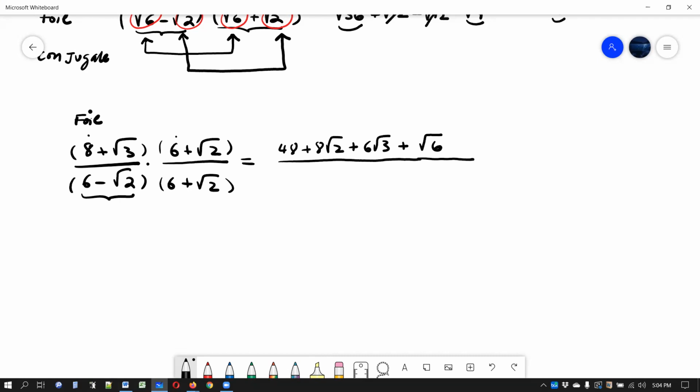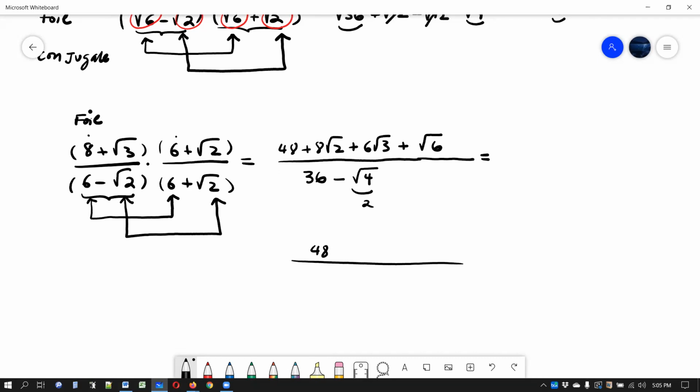Okay, so in the numerator, there's very little that we can do because nothing is a like radical. I cannot simplify anything. I cannot add anything. So the numerator is going to stay this way. But the denominator, because it's the conjugate, the two middle terms will cancel, and you are going to be left with these two products. So 6 times 6, minus radical 2 times radical 2, minus radical 4.